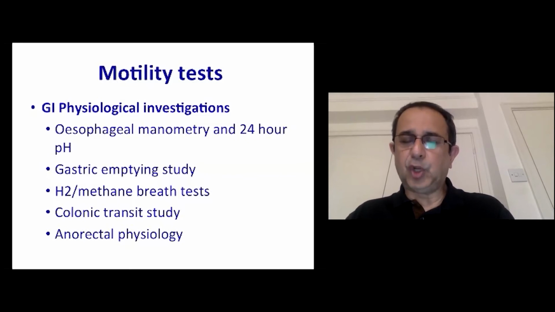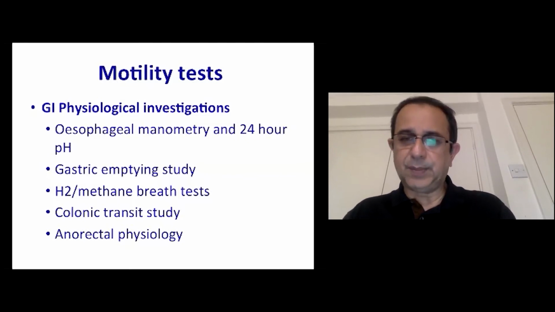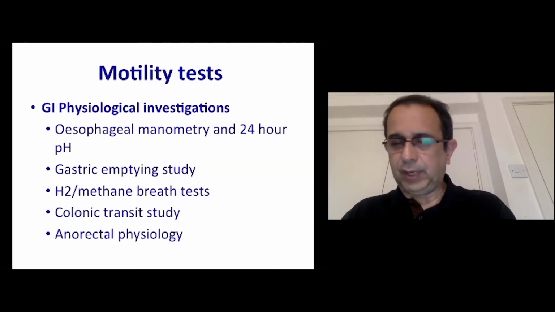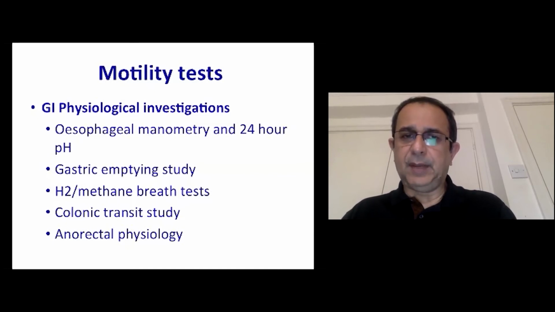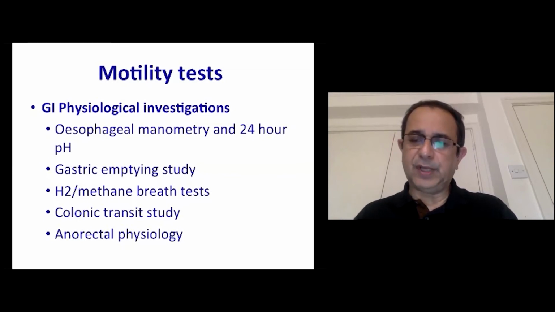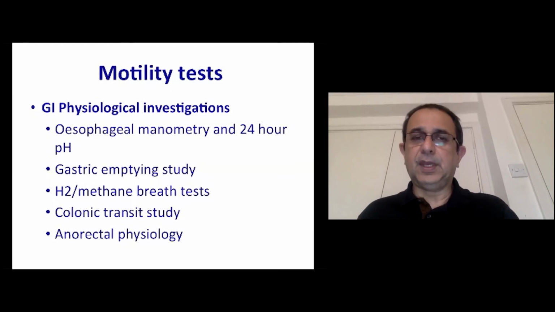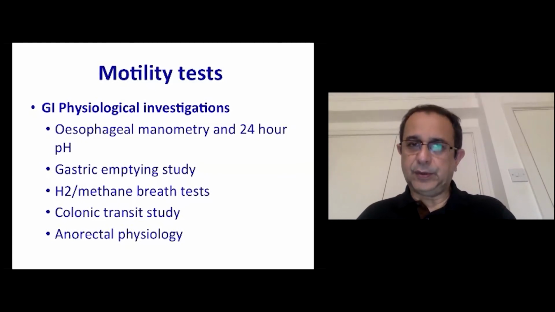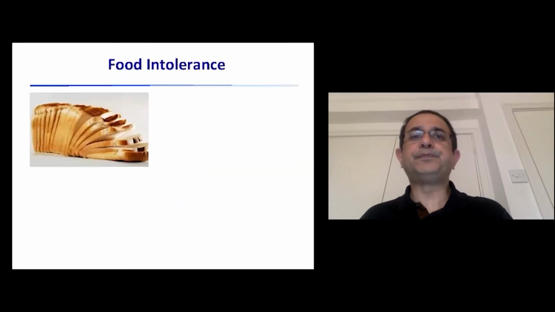And anorectal physiology studies to diagnose the possibility of a rectocele or an evacuation disorder due to pelvic floor muscle problems or a prolapse. And there's a range of anorectal physiology methods which involve both motility measurements, but X-rays as well, like proctograms, etc., which can help to diagnose these problems.